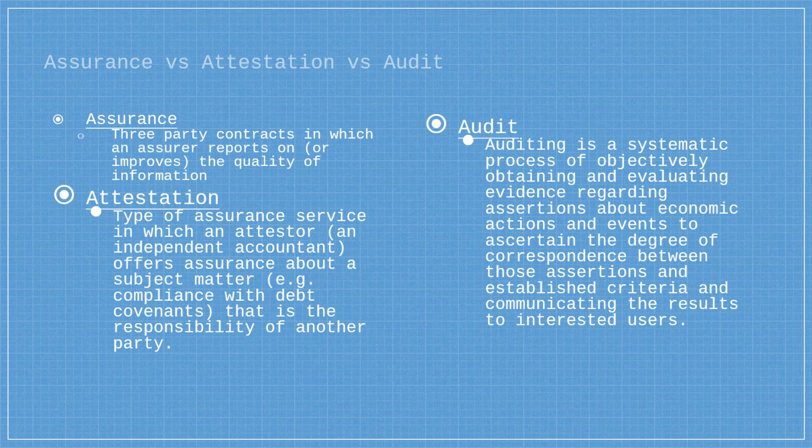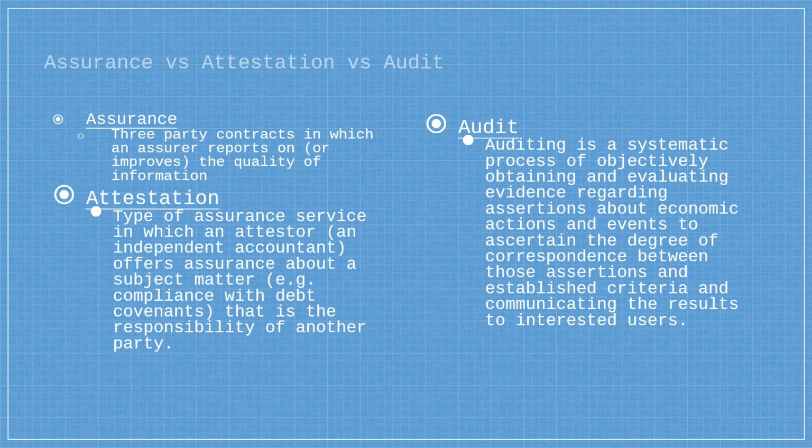So that's the difference between assertion-based engagements, which we lovingly call attestation, that is its nickname, and direct reporting engagements. So again, if we put into perspective then, what is the difference between assurance, attestation, and audit? Well, assurance is the broadest concept. Assurance refers to three-party contracts because we need to have a three-party relationship in which an assurer or a practitioner reports on or improves the quality of information, and this information is the responsibility of somebody else and is going to be used by a wide variety of intended users.